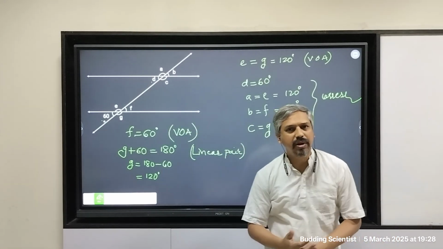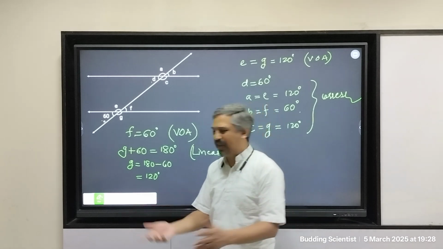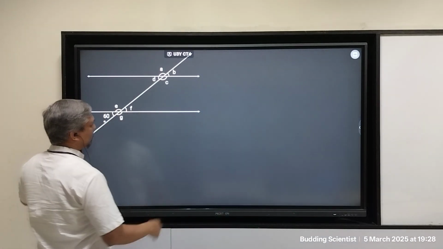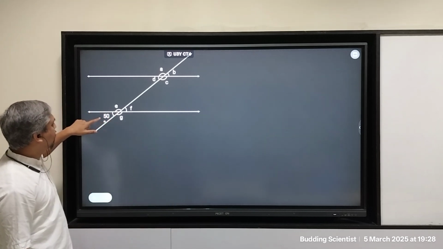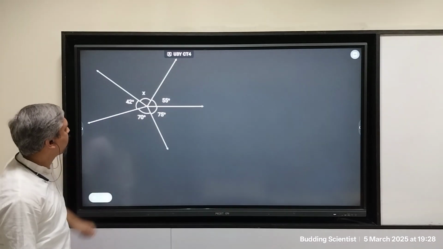All the values are known now. You can sometimes use alternate angles for logic as well, as you wish. It's up to you. Use any logic, get the right answer. That's it. There are many ways to solve this problem. The next one, this is 50 degrees instead of 60. Help yourself, homework, solve this problem.